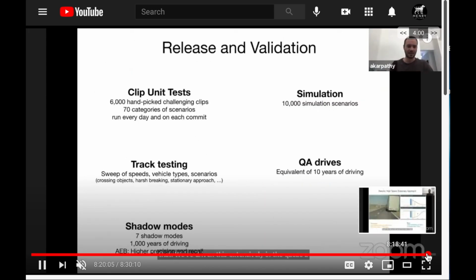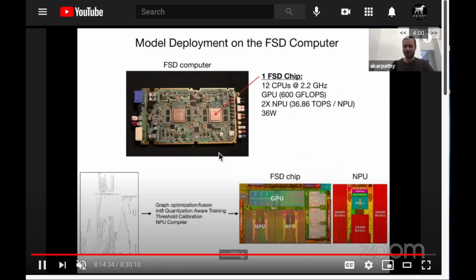I don't know exactly where it's stated, but their data engine overall, very interesting talk. I highly recommend watching this.